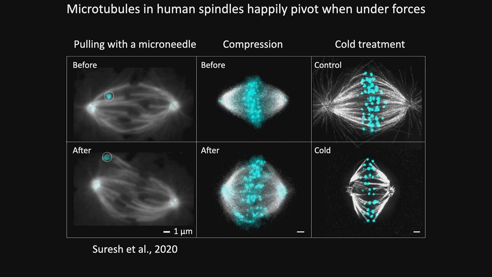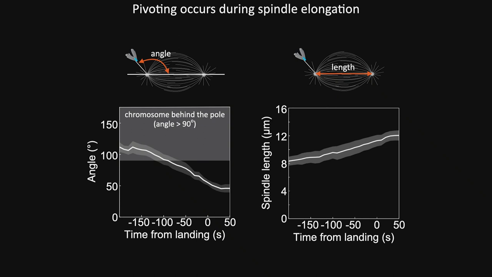And the same happens if you take a normal spindle, a nice spindle, and then you put it in cold temperature, then all these unstable and unbound microtubules depolymerize, and the spindle ends up looking like this. And during this shrinkage of many microtubules and shrinking of the whole spindle, you also see that these outer microtubules somehow pivoted outwards. So this tells us that pivoting is possible, but we don't know whether it's happening in this system and what drives it.